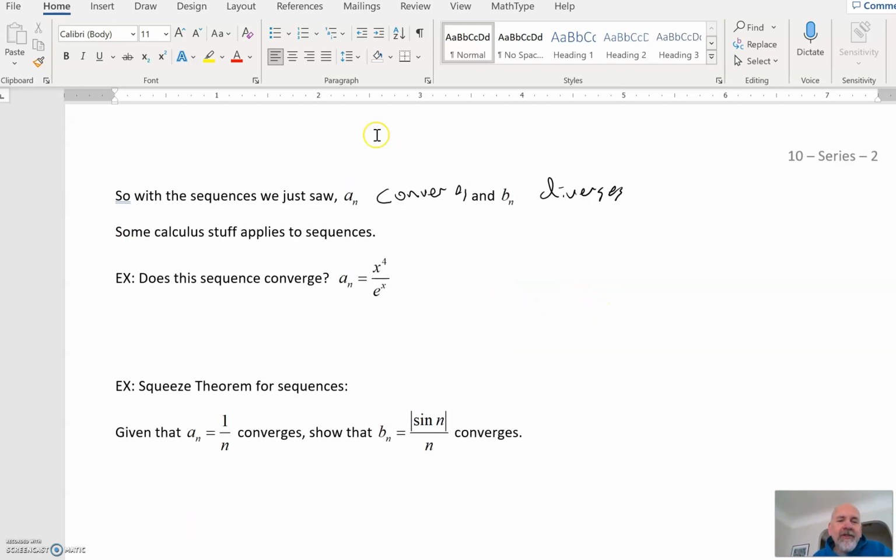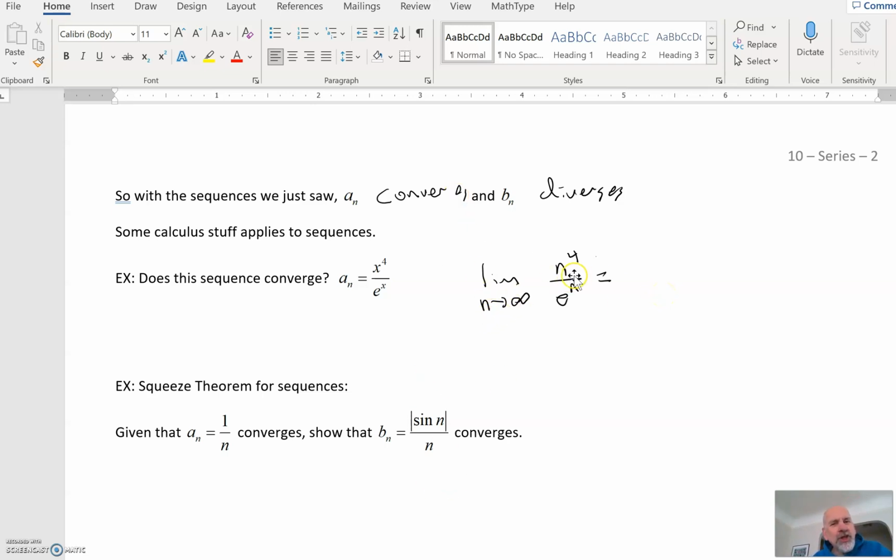All right, some calculus stuff applies to sequences. So does this series converge? What do you think? Does that series converge? It's kind of a tricky one. You could plug in 1, you could plug in 2, you could plug in 3 and try to figure it out. Or we could say, well, what's the limit of this thing as n goes to infinity? I'm sorry, those should have been n's and not x's. Just notice that. Whoops, let me get that right. n to the 4th over e to the n.